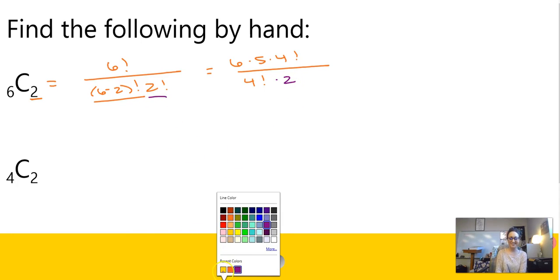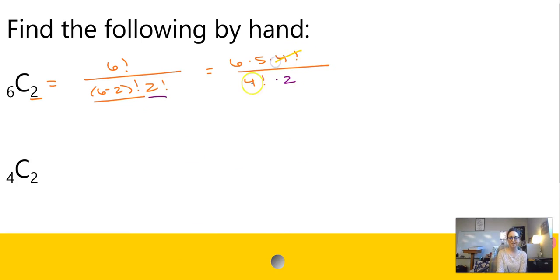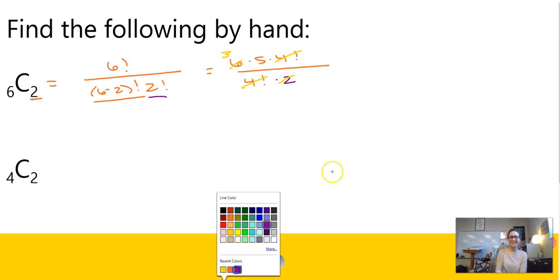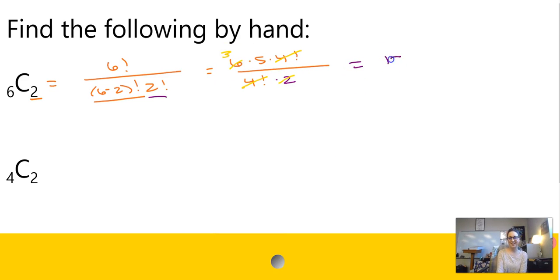Okay, so let's reduce a bit. 4 factorial divided by 4 factorial is 1. And then I can also say that 2 goes into 6 3 times. So my final answer is 3 times 5, which is 15. I'll force pause on the screen. Can you try 4 choose 2? Hit continue when you're ready to check.